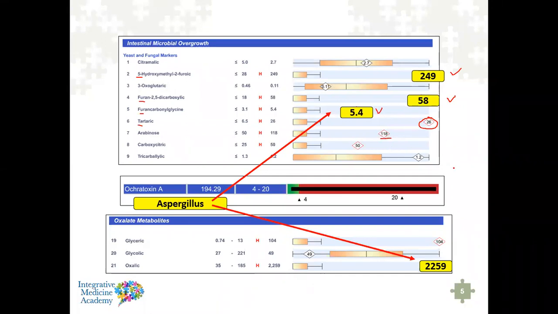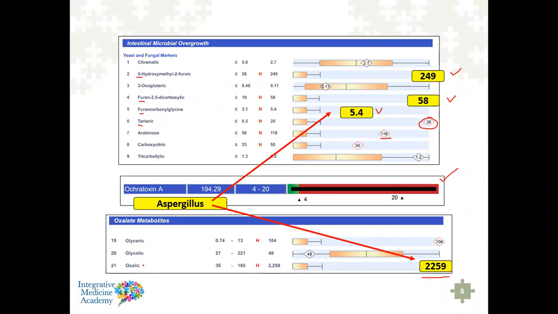Now, what was interesting in this particular scenario is we have high Aspergillus exposure in the environment, Aspergillus colonizing the digestive tract, which is causing these markers to be high. And then when we looked at a MycoTOX profile, we can see that the ochratoxin was quite elevated, ochratoxin coming from Aspergillus. So it is certainly possible that colonization of Aspergillus in the gut can cause ochratoxin to be high. One of the other interesting side notes in this particular case is we had an extremely high level of oxalic acid.